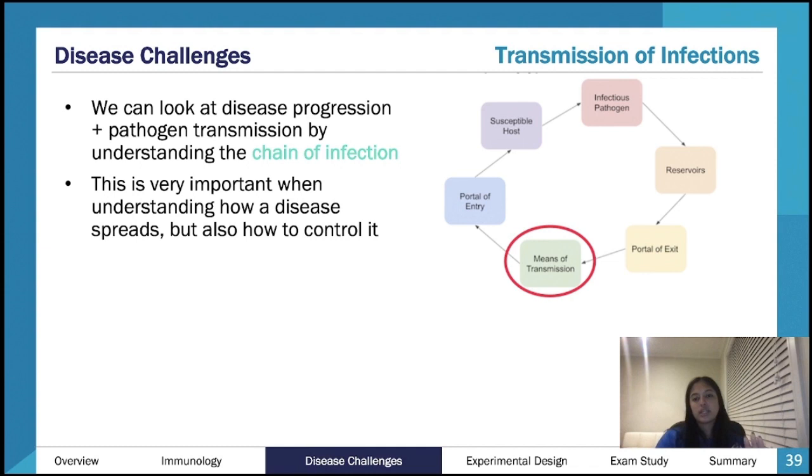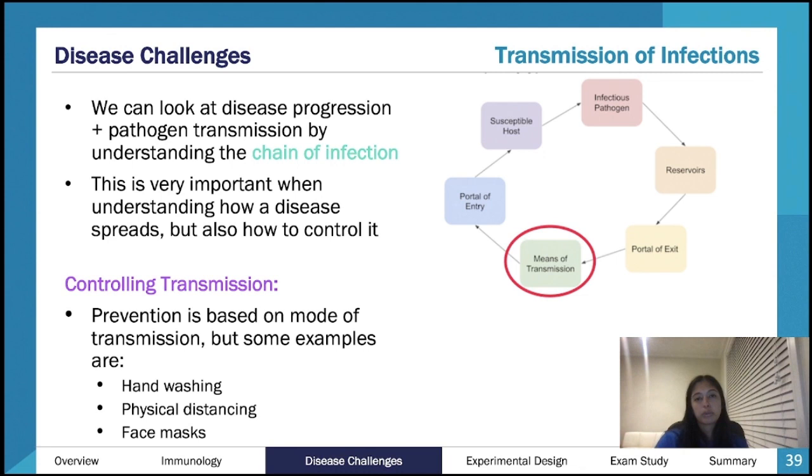So the reservoir may be another person, and then the pathogen is able to exit that individual and is transmitted into somebody else via that portal of entry. Hopefully that's making sense. And then you've got the host who's infected, and now they're creating more pathogens. So hopefully that makes sense.